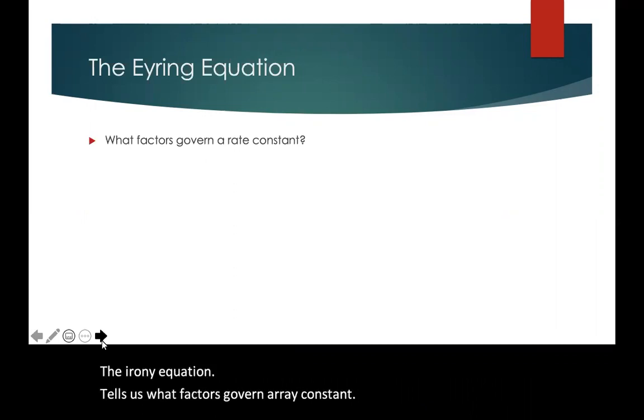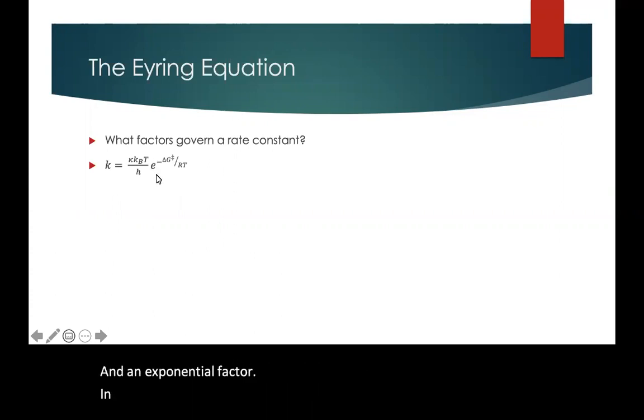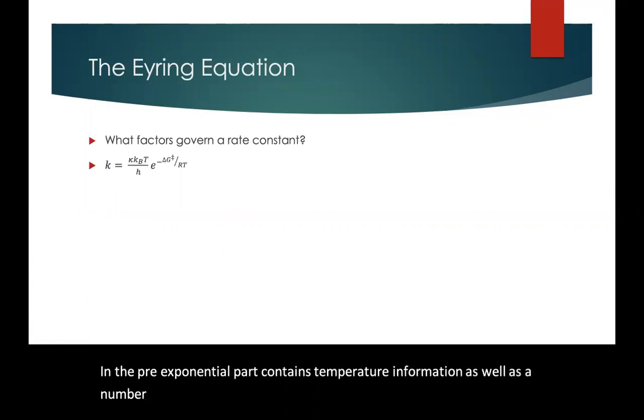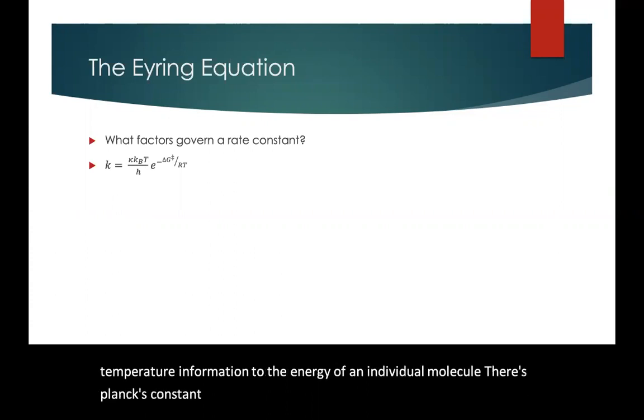There are a number of parts of this equation. So there's what's called a pre-exponential part and an exponential factor. And the pre-exponential part contains temperature information as well as a number of constants. There's Boltzmann's constant, Kb, that converts temperature information to the energy of an individual molecule. There's Planck's constant, h, that relates energy to frequency.